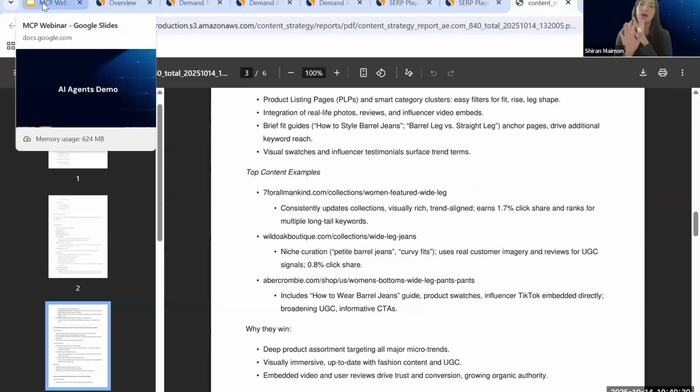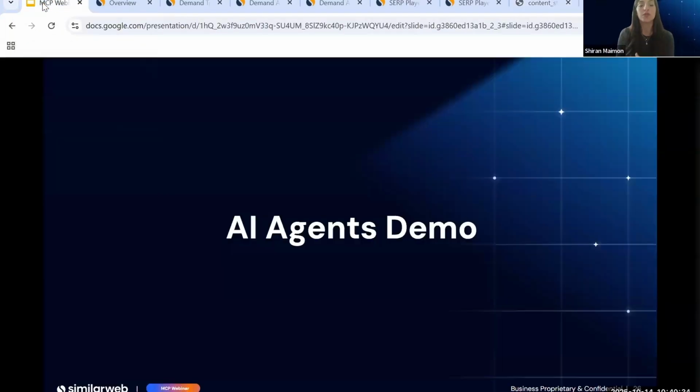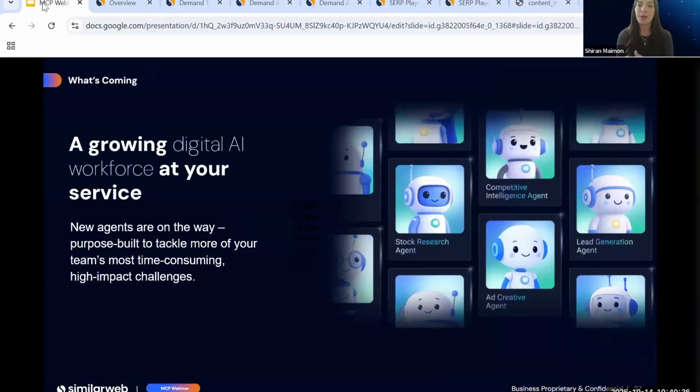So these have been the two AI agents we have already introduced. But we do have upcoming AI agents. We're super, super excited to be working on these because these were designed based on actual needs that arise from client feedback or from actual marketing dynamics. So some of them, for example, are a competitive intelligence agent and ad creative agents. So really, really exciting things coming up.